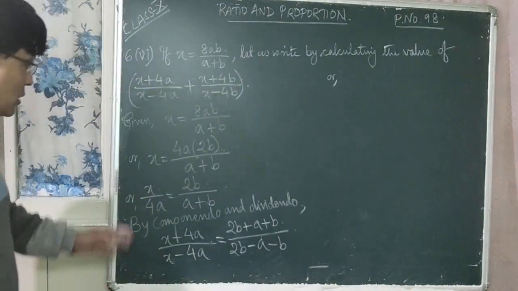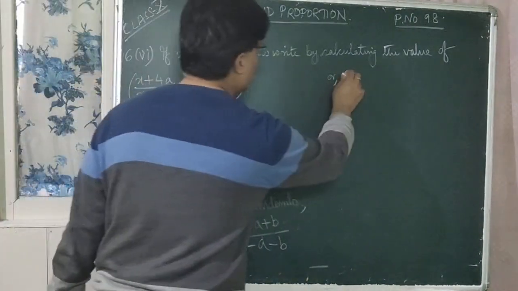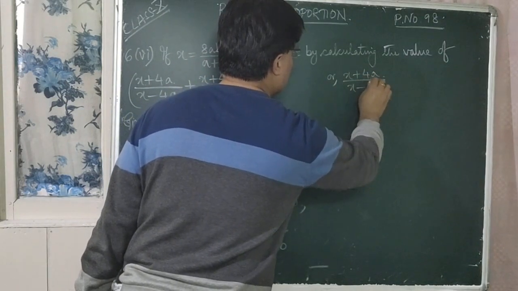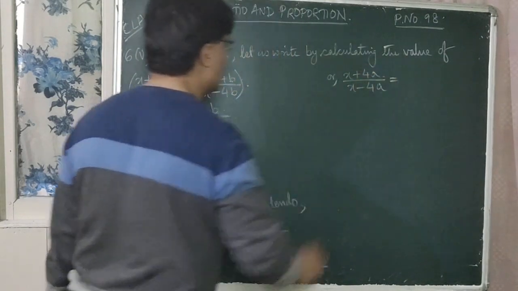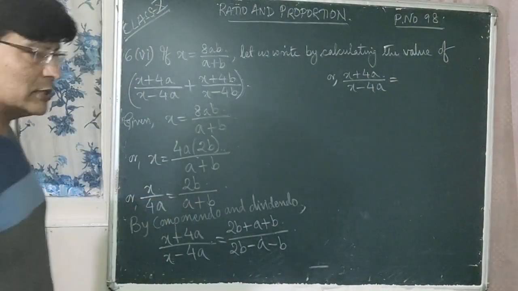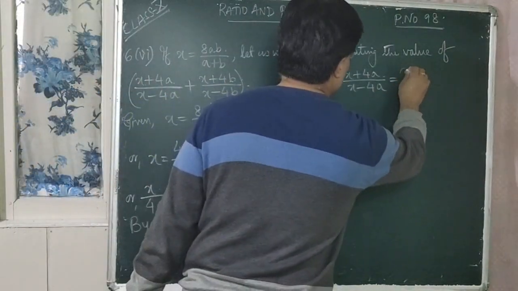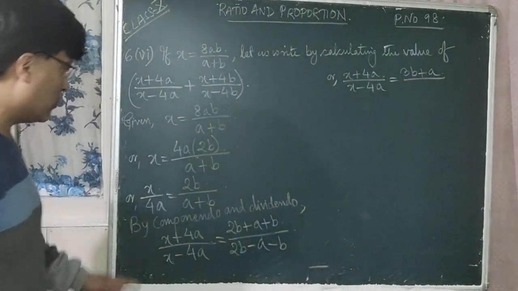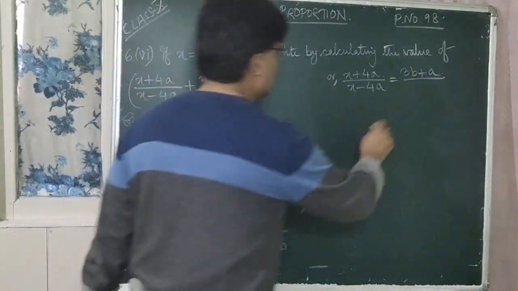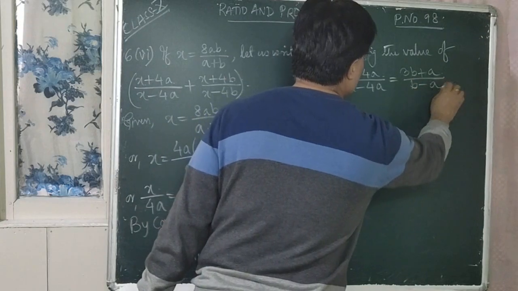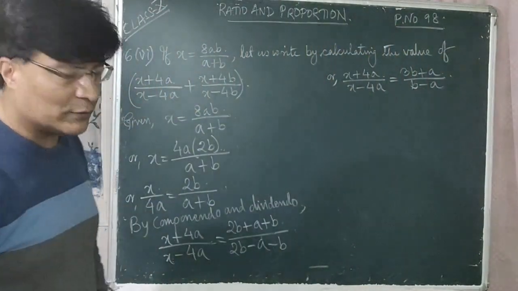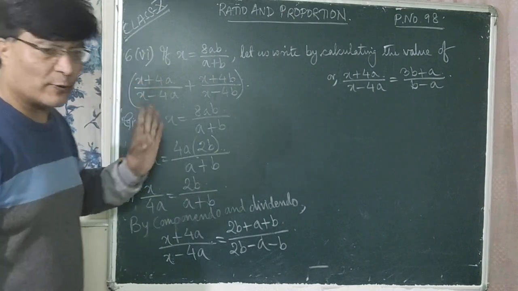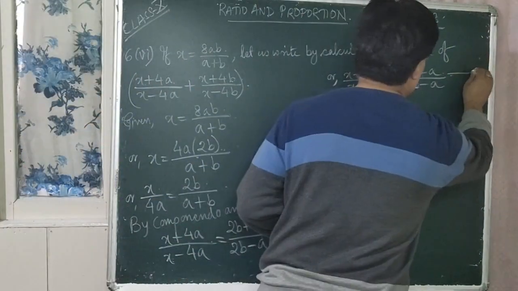So what is the value for x plus 4a upon x minus 4a? X plus 4a upon x minus 4a is equal to what? This is your 3b plus a divided by b minus a. Is that clear to all of you? So we have got the value for x plus 4a upon x minus 4a. Let us mark it number 1.